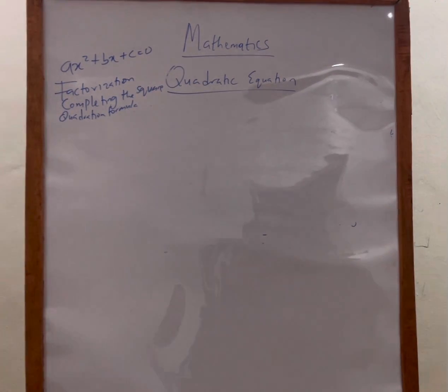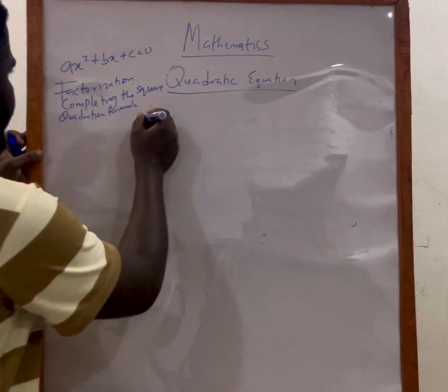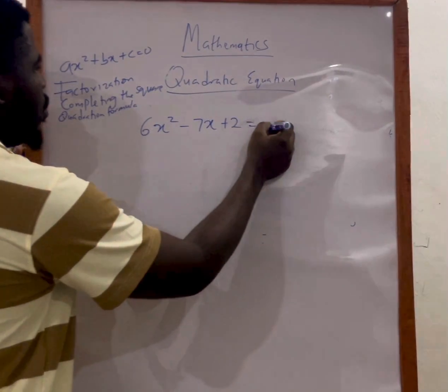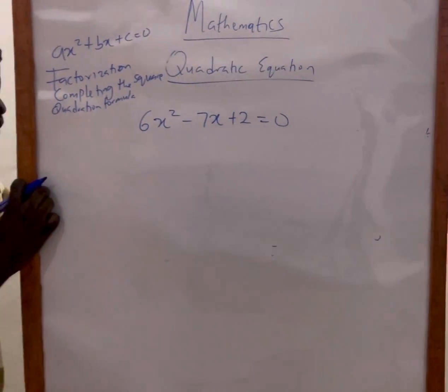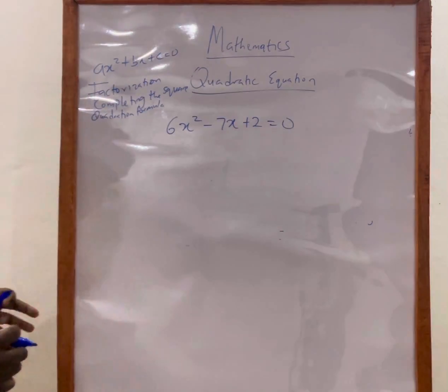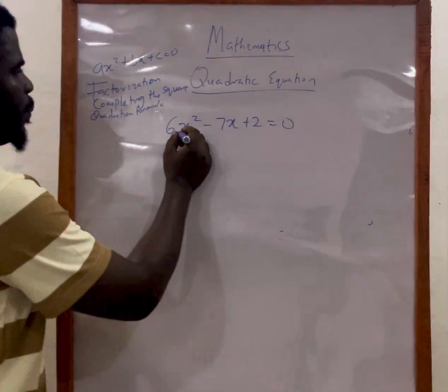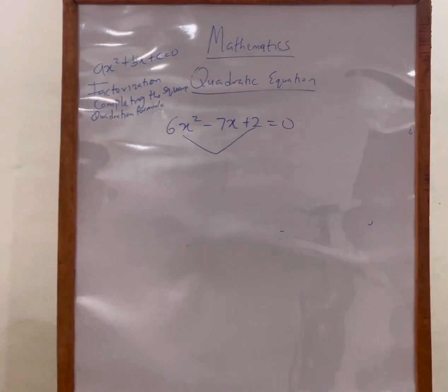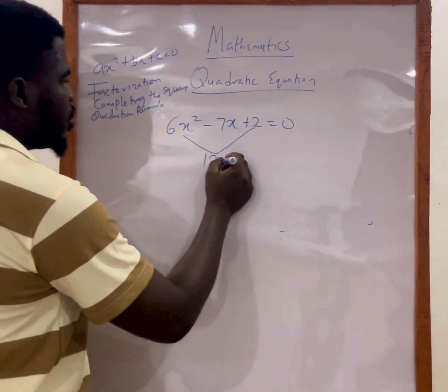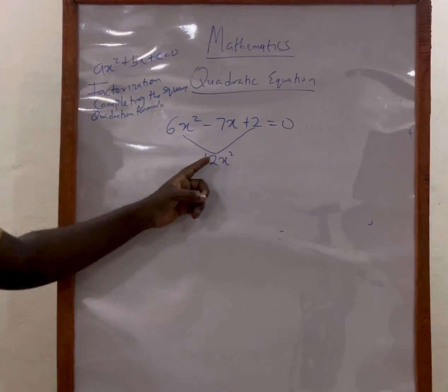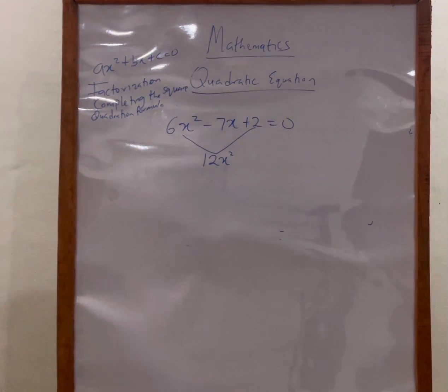Now, we have 6x squared minus 7x plus 2 is equal to 0. So now if you multiply this 6x squared and 2 together, it will give us 12x squared. Now we'll look for two numbers that if we add them together, it is going to give us minus 7x. And if we multiply them together, it's going to give us plus 12x squared.